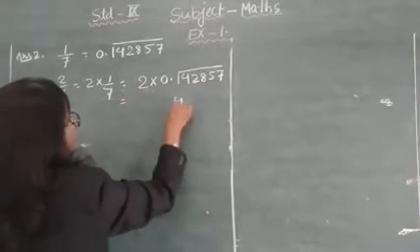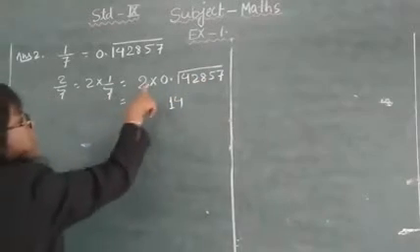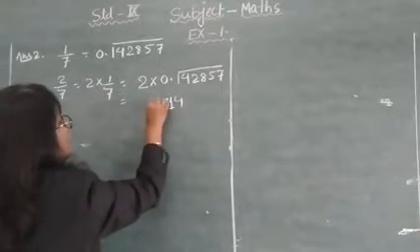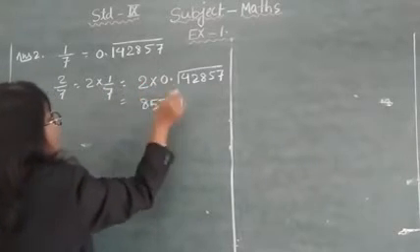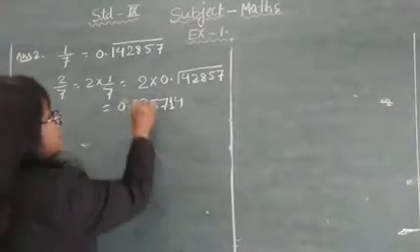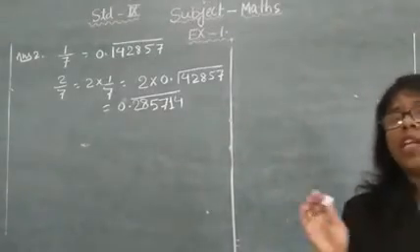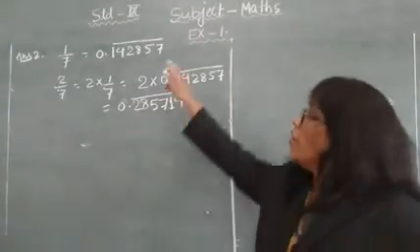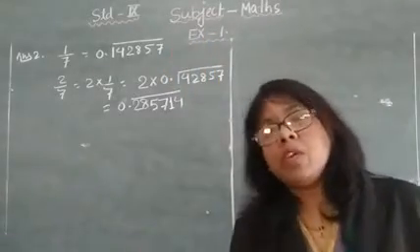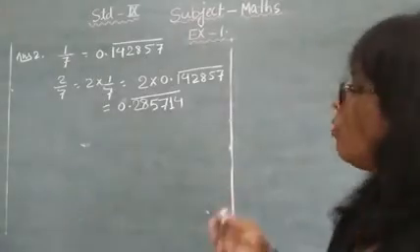So 2 7s are 14, 4, 1 carry, 2 5s are 10 plus 1, 11, 1 carry, 2 8s are 16 plus 1, 17, 1 carry, 2 2s are 4 plus 1, 5, 2 4s are 8, 2 1s are 2. So the answer is 0.285714 recurring. So this is the easiest way. You will simply multiply. No need to do long division. One number is given, you have to multiply the numerator by 2 and find. Then for 3/7 you will multiply the numerator by 3 and find the same. Like that you will follow the pattern.